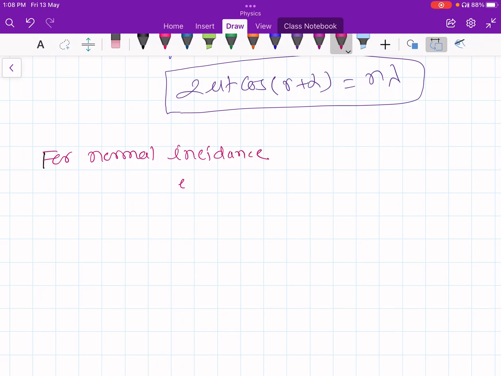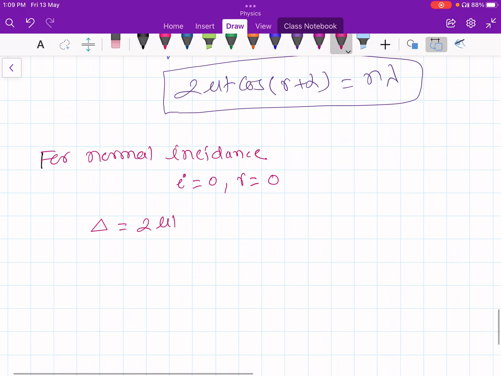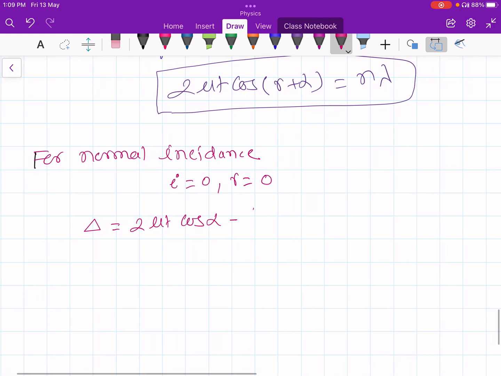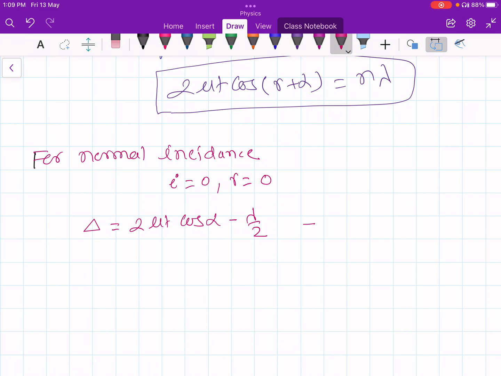For normal incidence, i equals 0, and the angle of refraction r is also 0. Then the path difference would be 2 mu t cos of alpha, since r is 0 in this case, so I am not writing r plus alpha, minus lambda by 2. This is the path difference for normal incidence. As you can see in this equation, mu is constant, alpha is constant, lambda is also constant. The only variable is the thickness.